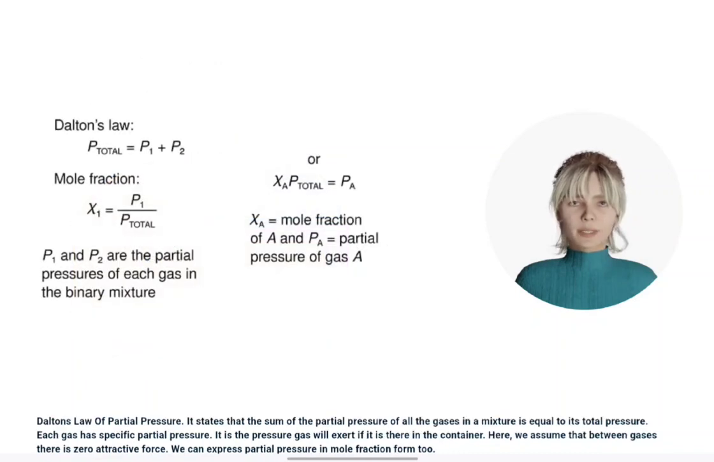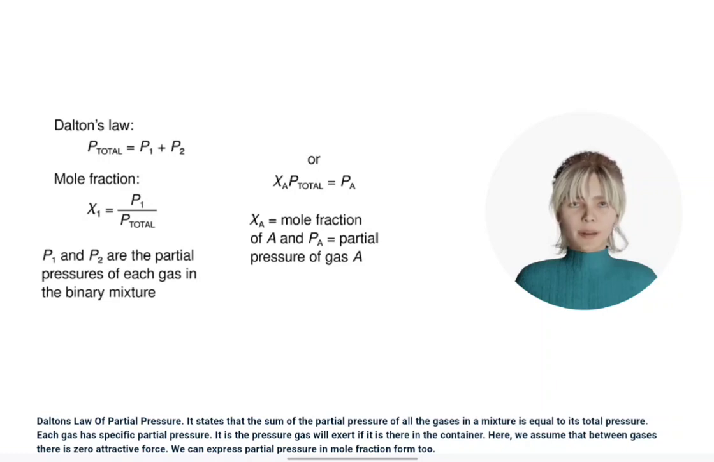Dalton's law of partial pressure. It states that the sum of the partial pressures of all the gases in a mixture is equal to its total pressure. Each gas has a specific partial pressure. It is the pressure a gas will exert if it is alone in the container. Here, we assume that between gases there is zero attractive force.